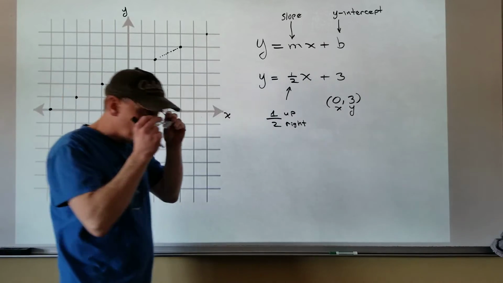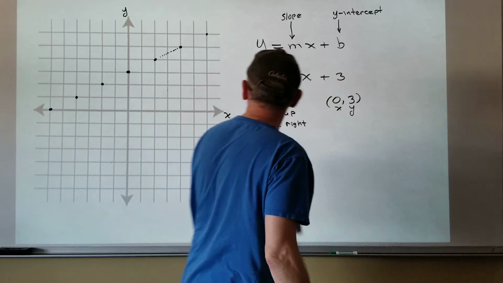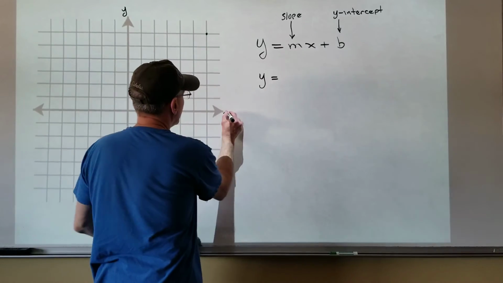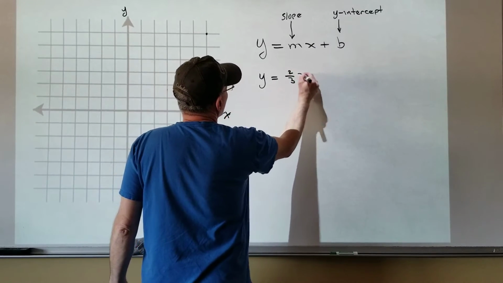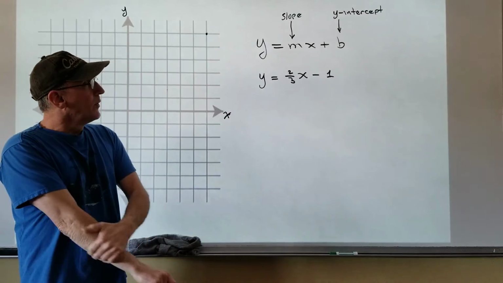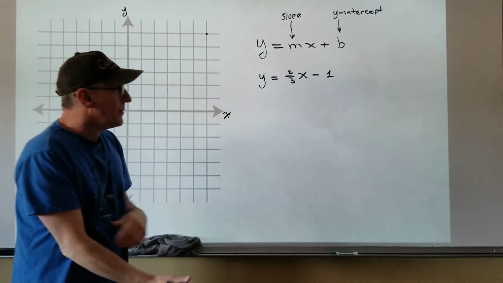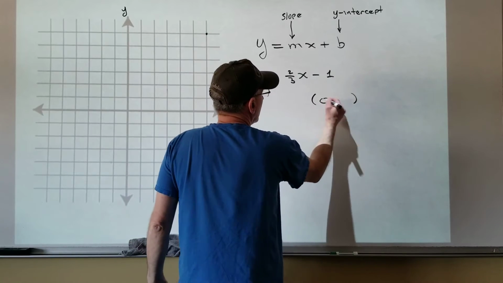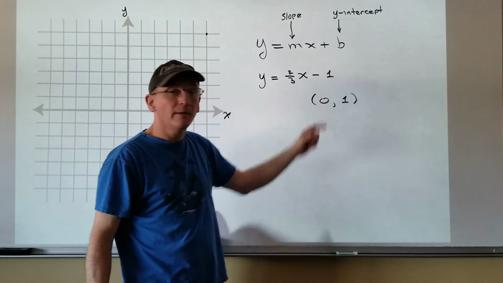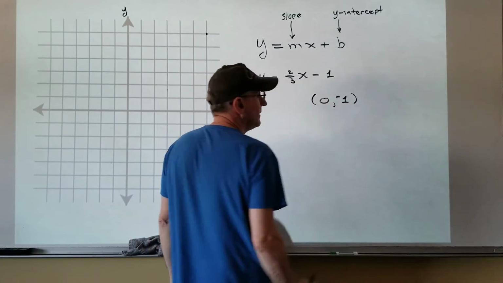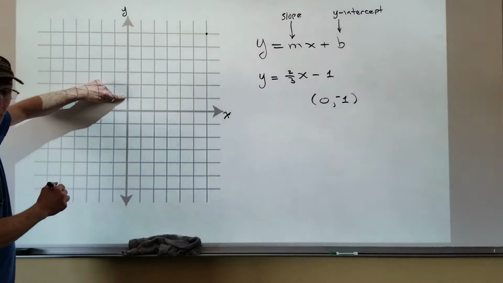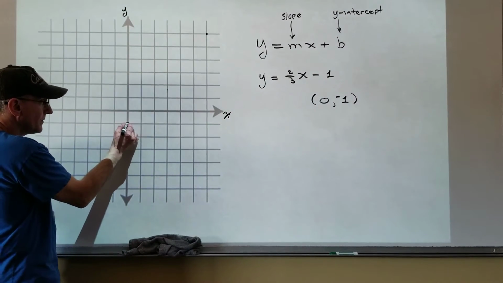You want to have another example? Well, I don't blame you. Okay, this one's almost the same, but this time, example 2 looks like this: y equals 2/3 x minus 1. The starting point, the y-intercept, is not 0, 1. Why not? Because that minus sign belongs to the 1 and makes it a negative 1. Does that make a difference? Yeah, you're not going to start here. That's 0, 1. You're going to start here at 0, negative 1.